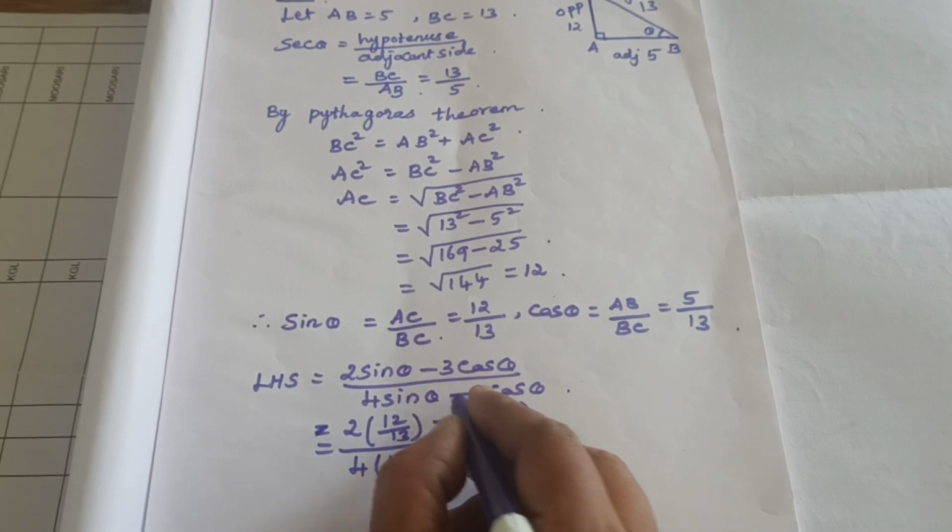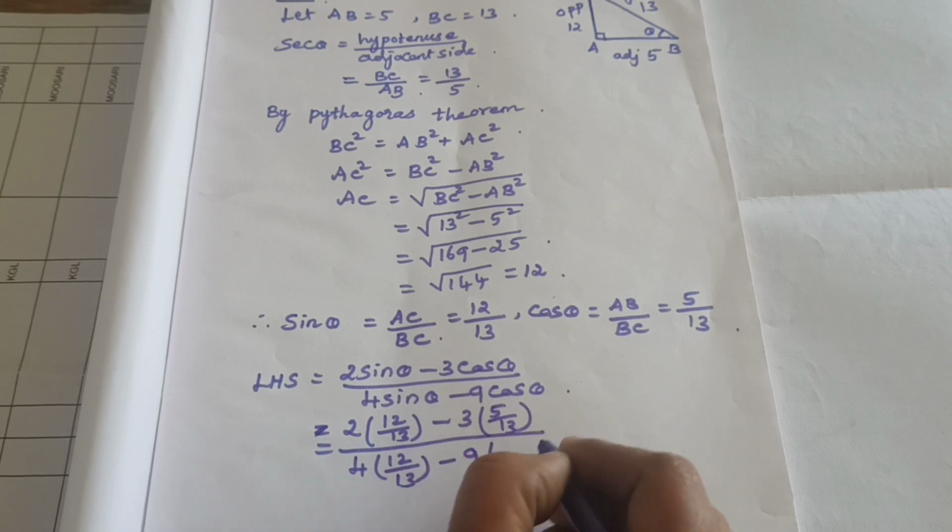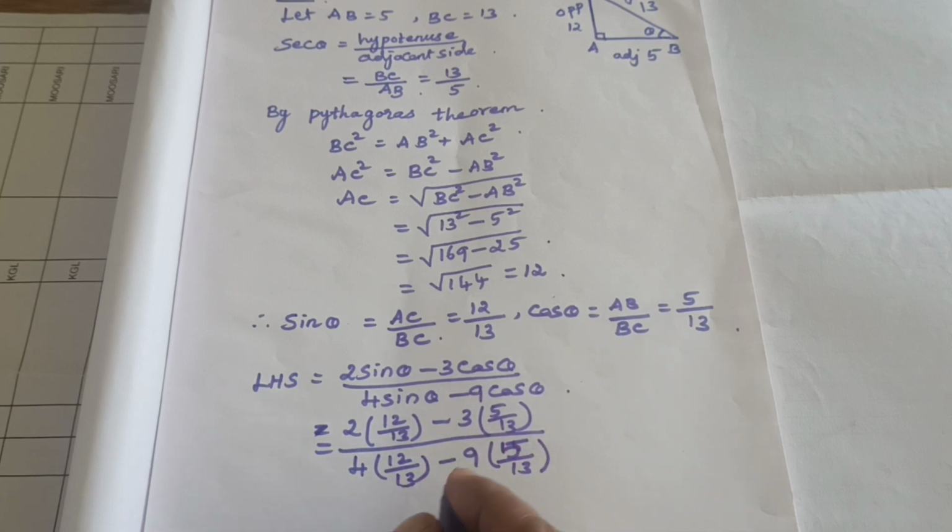Then this minus 9 into 5 divided by 13. Then we have to take the LCM. Shall we take the LCM here? Here 13, here 13 is there, isn't it? So we have to take LCM 13.